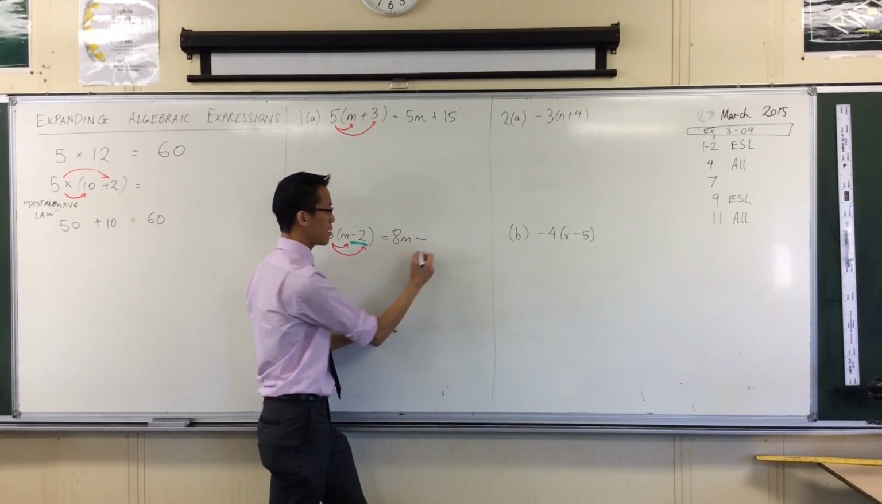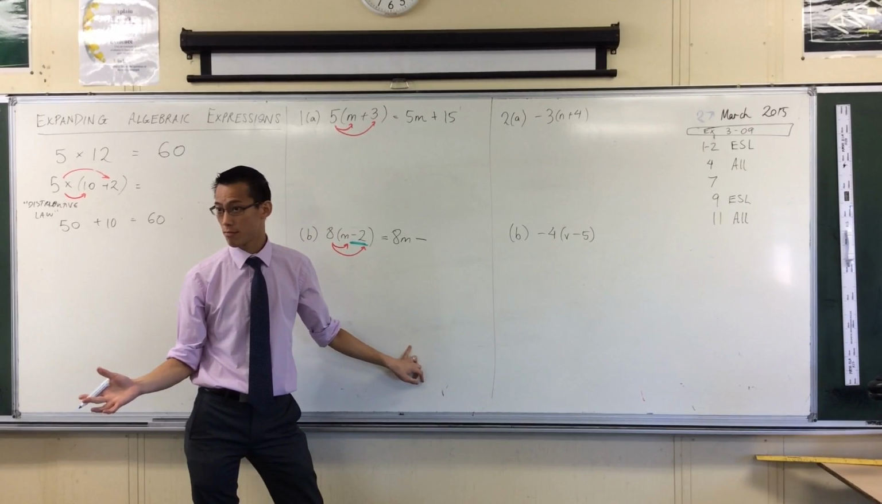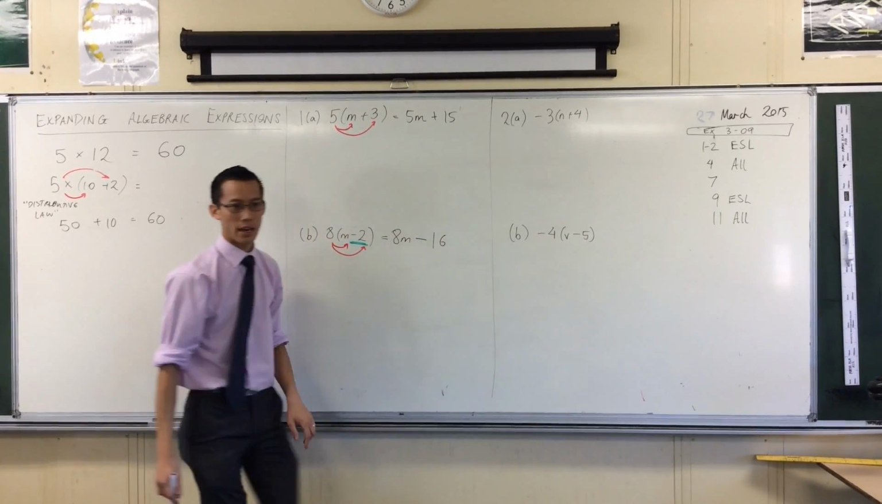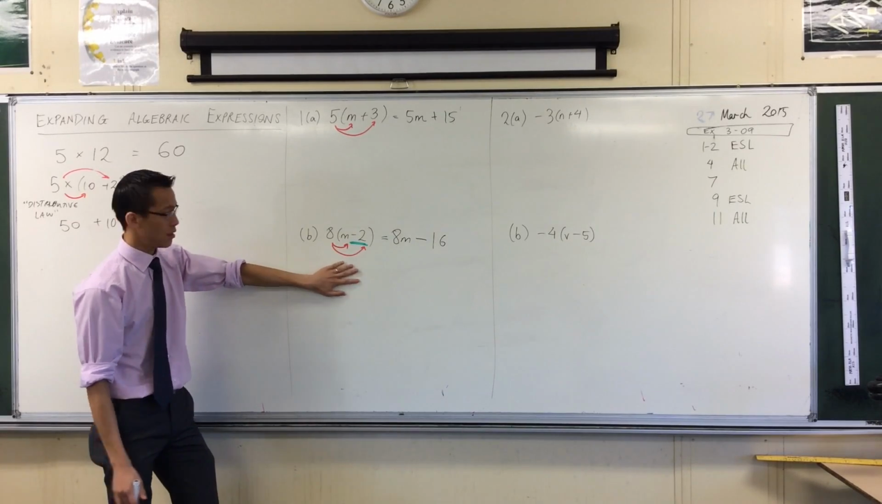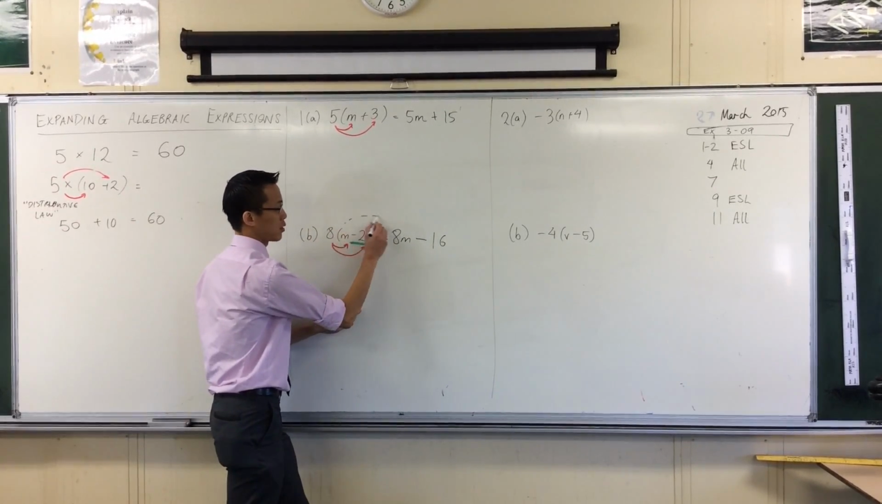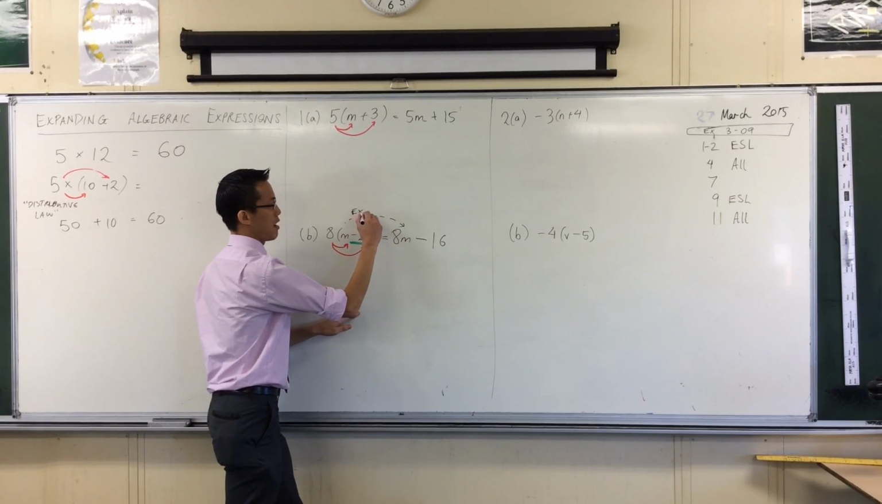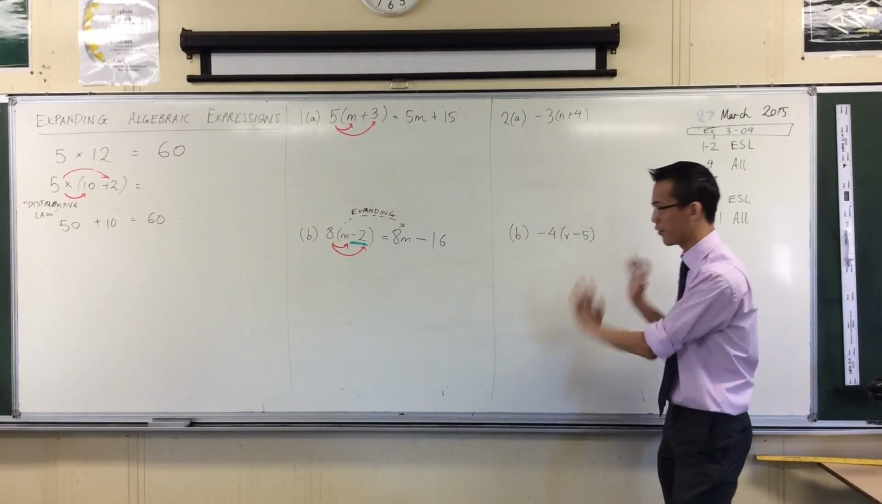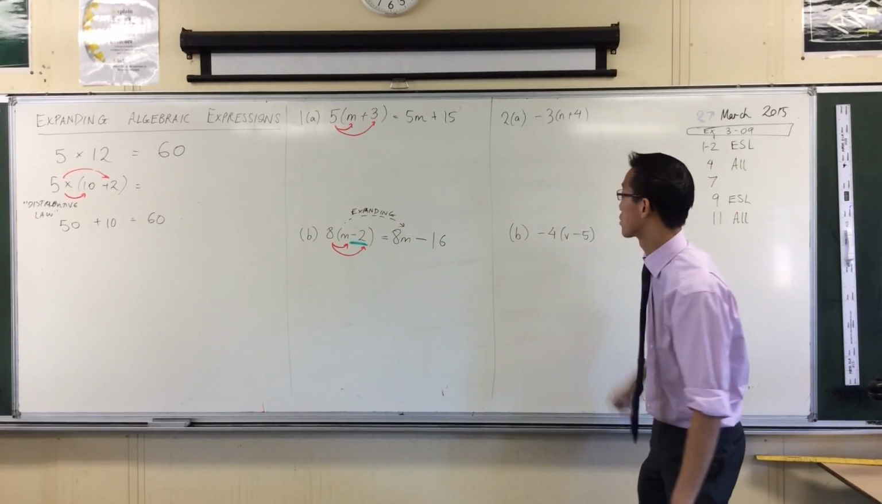So this should be minus 8 by 2? 16. Okay. So I have taken this, which has brackets, I've gotten rid of the brackets, and I have expanded. That's what this process is called. This is called expanding. Okay? So this is simple. Let's just do 2 final examples, and then I'll let you have a bit of practice, right?